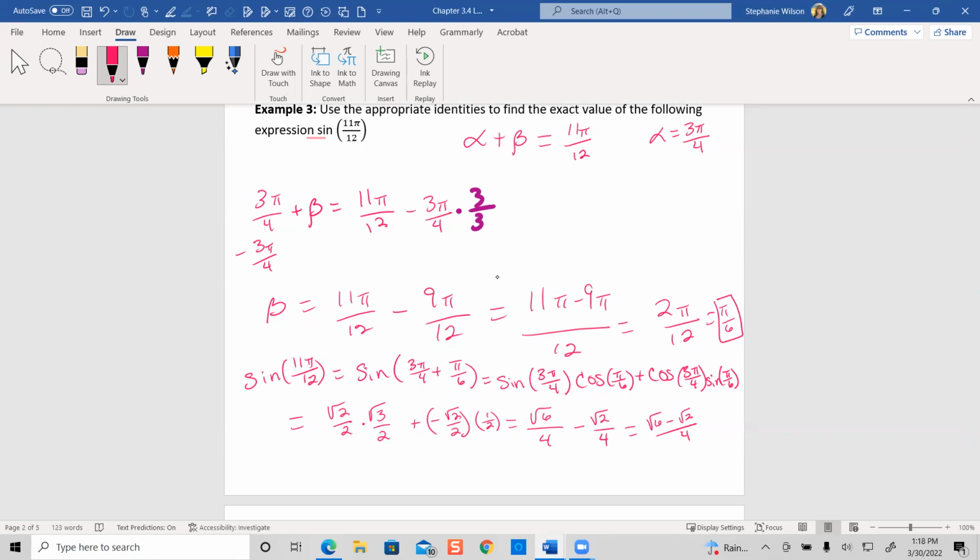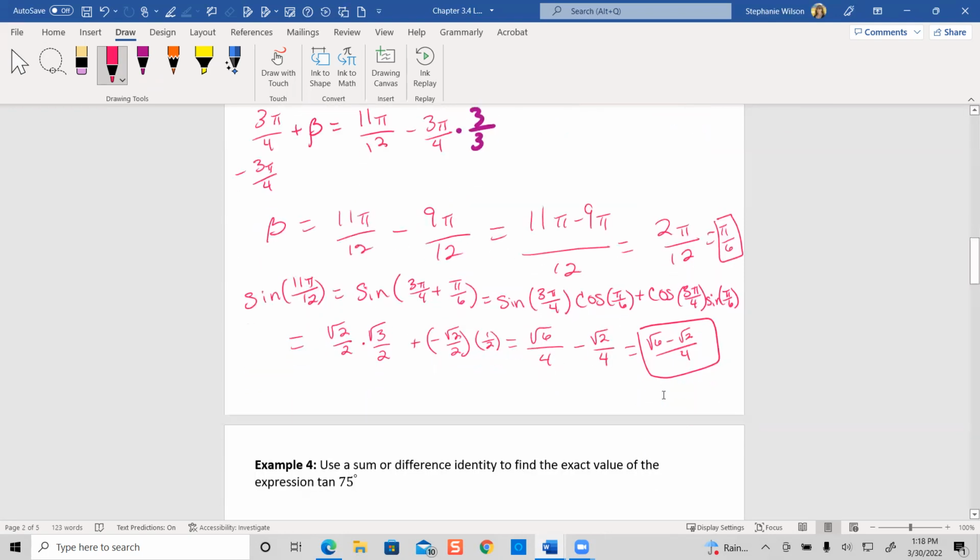And it asks for the exact values. If it asks us for an approximation and to round to the nearest tenth, then you would put it in your calculator and get a rounded number. So be sure and read what it asks us for.